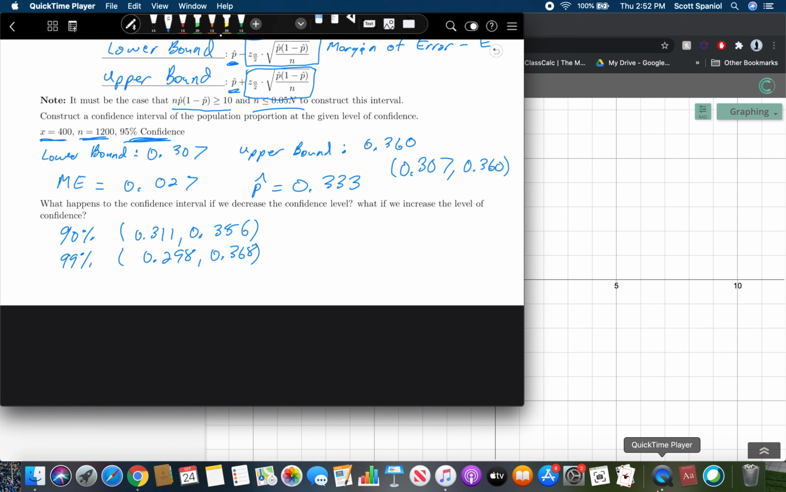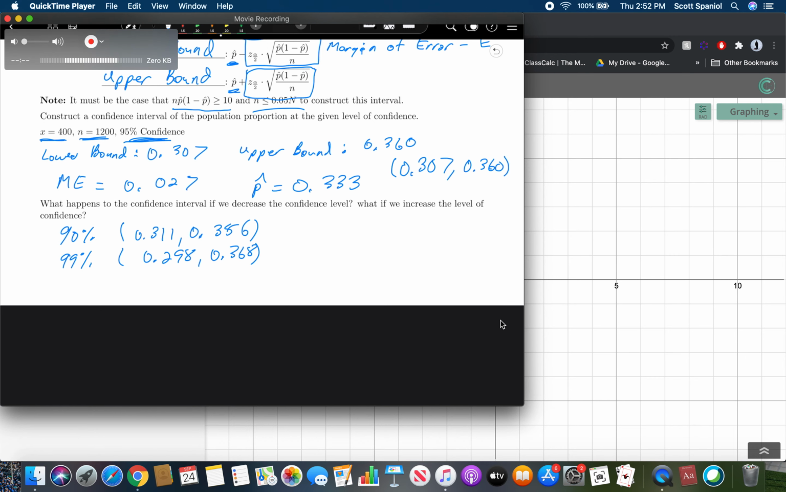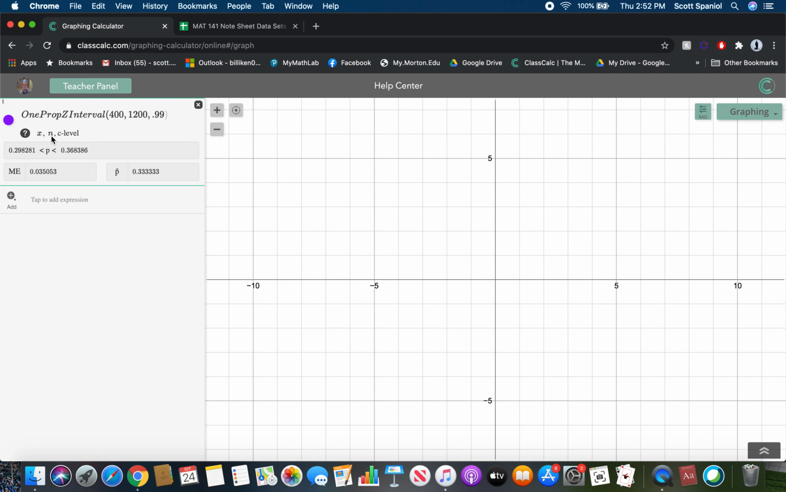The other thing that I didn't put in here, but that can change our confidence level, our intervals, has to do with the sample size. So let's see if I change these values. If I just double both of them, so let's make that 800 and make this 2400. So notice p hat is exactly the same, but what do you notice about these values?